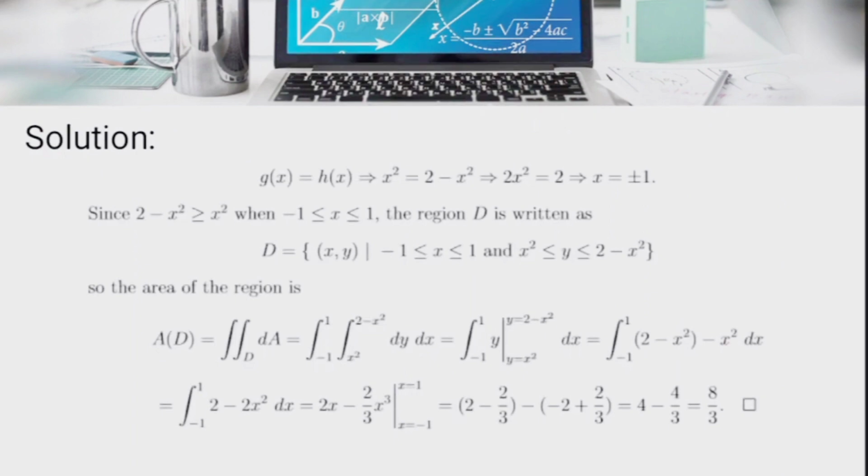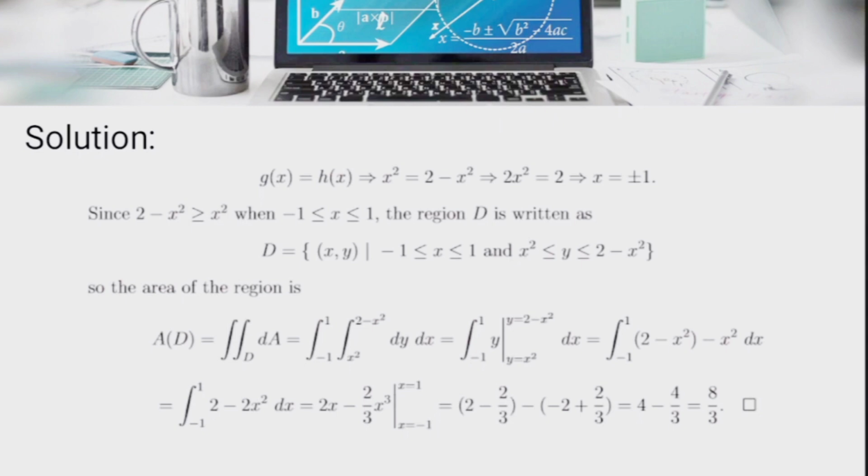g(x) equals h(x). So we substitute here: x squared equals 2 minus x squared. Then 2x squared equals 2, where x equals positive or negative 1. Since we divide both sides by 2, then we cancel out the 2, then we take the square root of both sides to cancel the square of x, which gives us positive and negative values of 1.